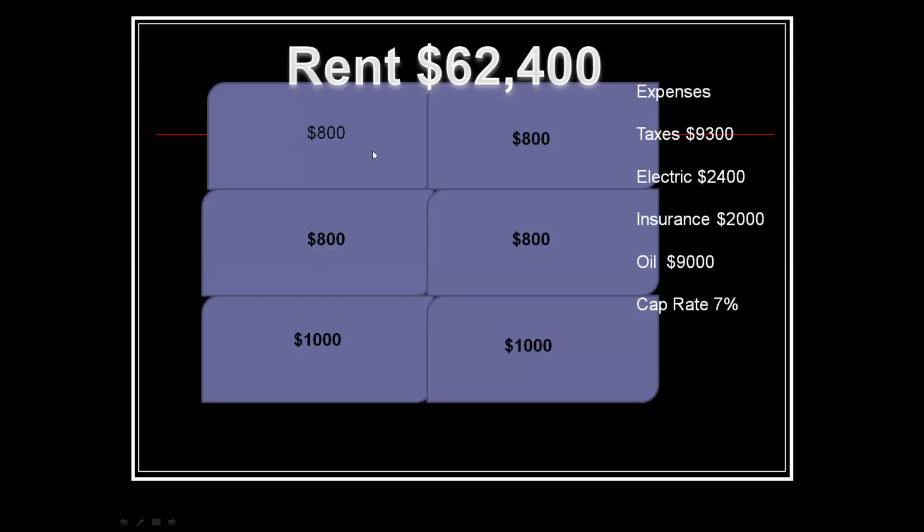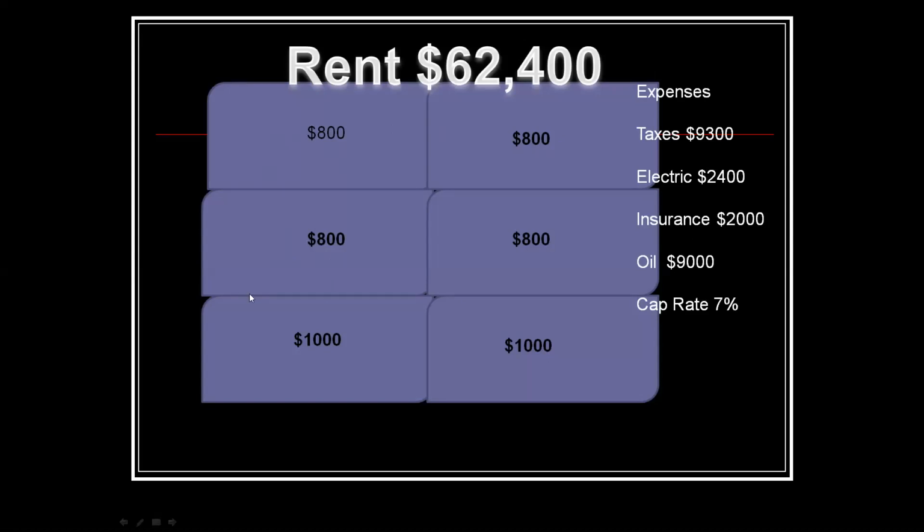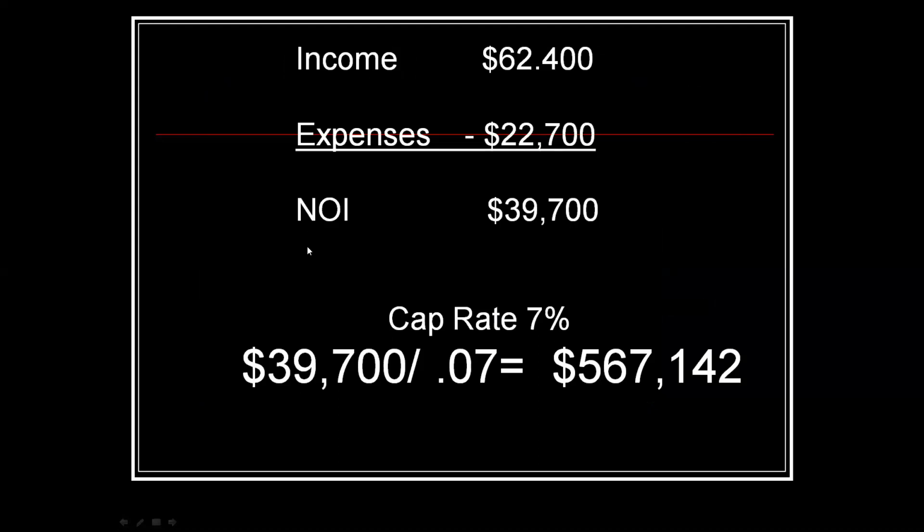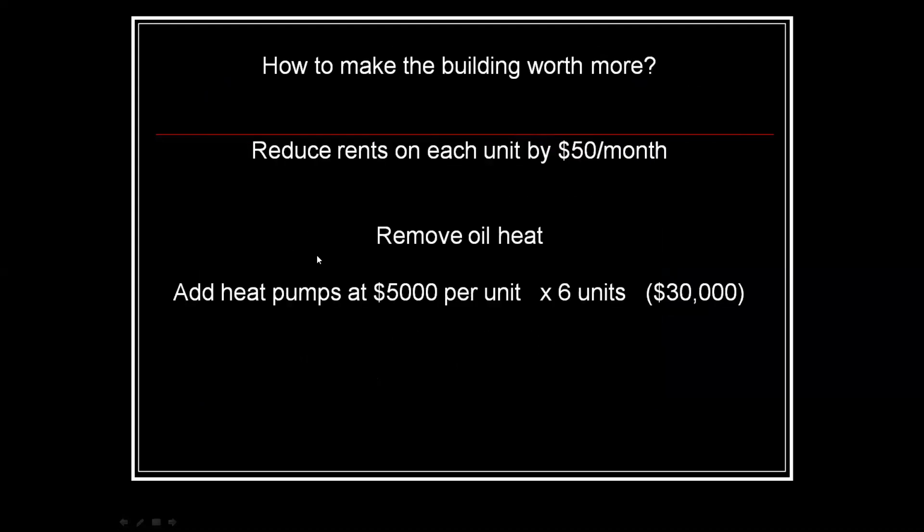So I went to every tenant and I said, here's the deal, guys. We've got to get rid of this big oil tank in the basement. And they all said, well, thank God, because Joan keeps the heat way too high. Also, these units had no air conditioning. So in the summer, they were very hot. So what I did was I went to an HVAC guy, and I said, let's remove the oil heat.